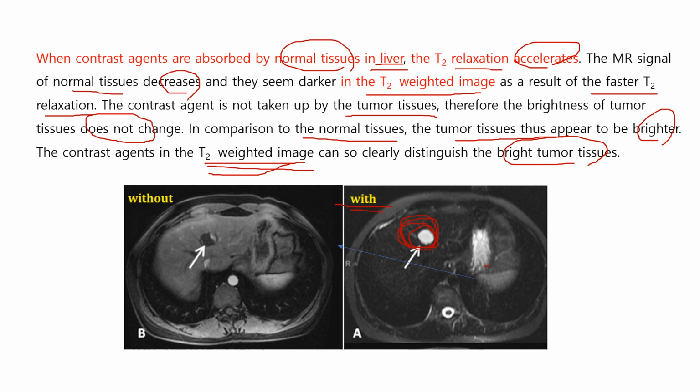with contrast agent, but the normal tissue absorbs the contrast agents, and its T2 relaxation enhances, and it can have a low signal from the normal tissue. So normal tissue becomes darker. So we can clearly identify the tumor tissue.